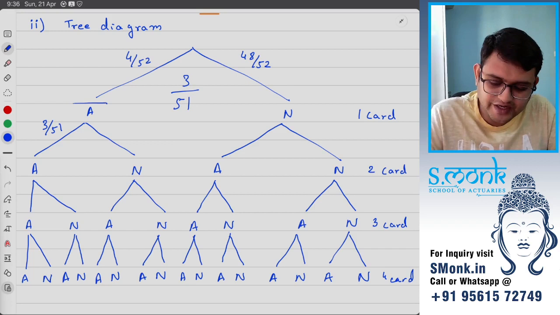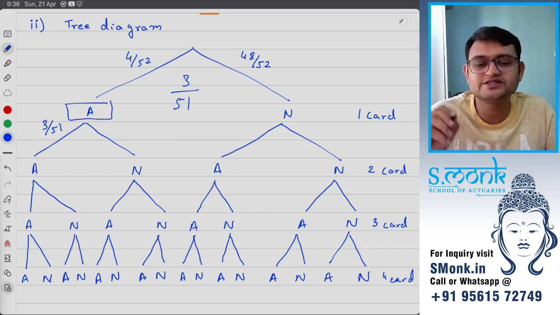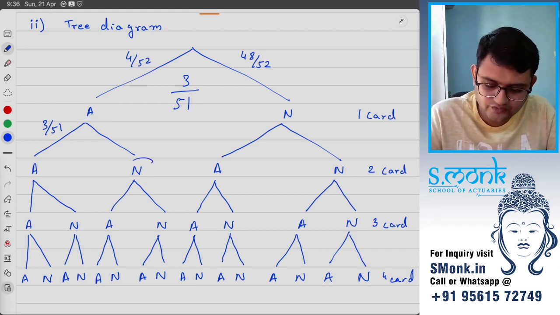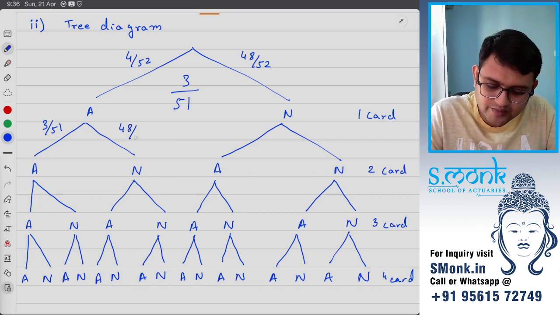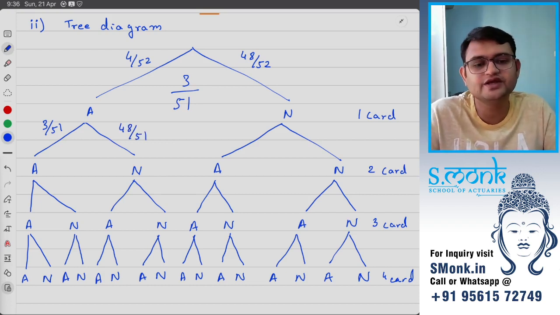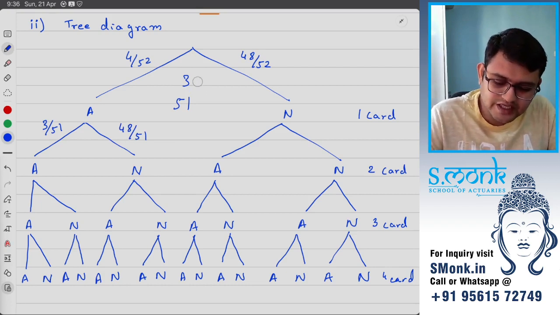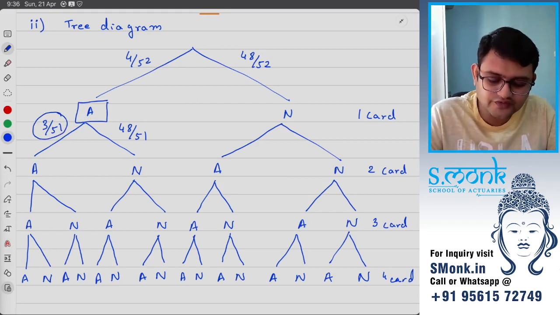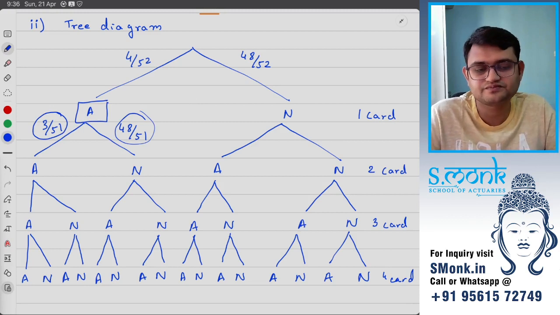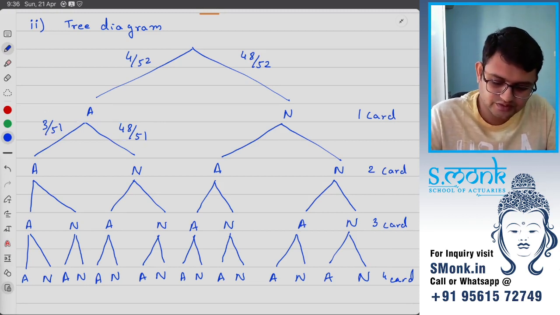And in such case, when I have got an ace, there are still 48 not aces. N would be not aces. So I still have 48 out of 51 chance of getting not an ace. So you can see how these are not independent of each other. What I'm getting in the first card is affecting the probability of the second card. These are not independent of each other. Right?